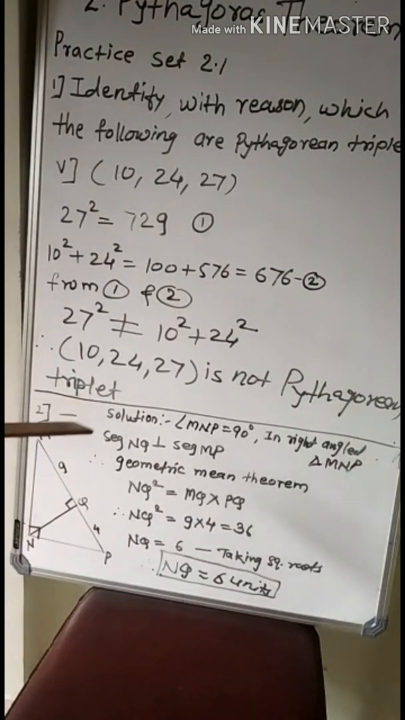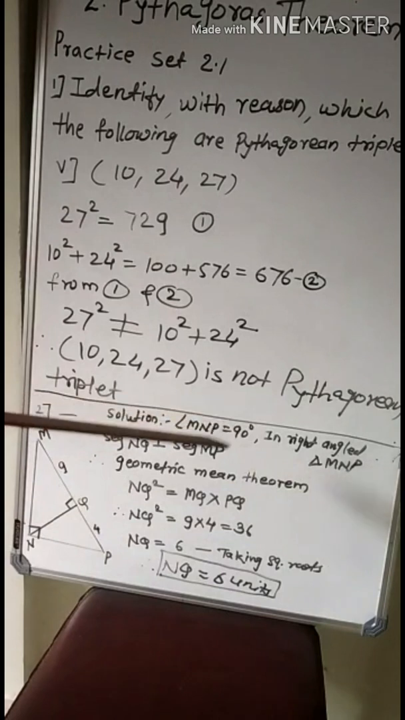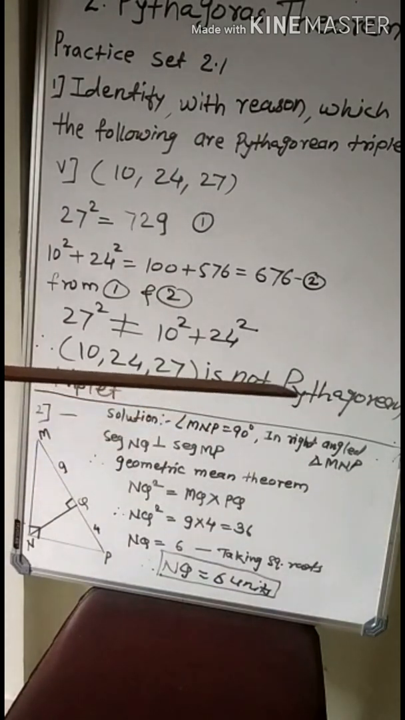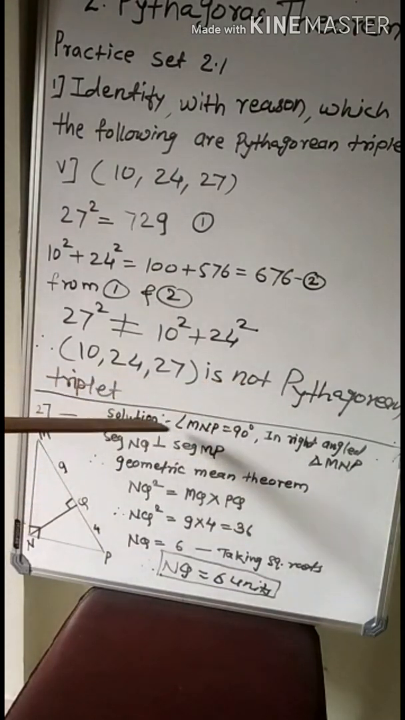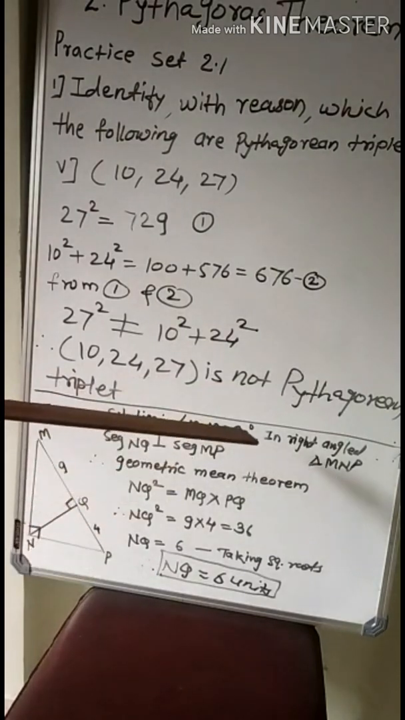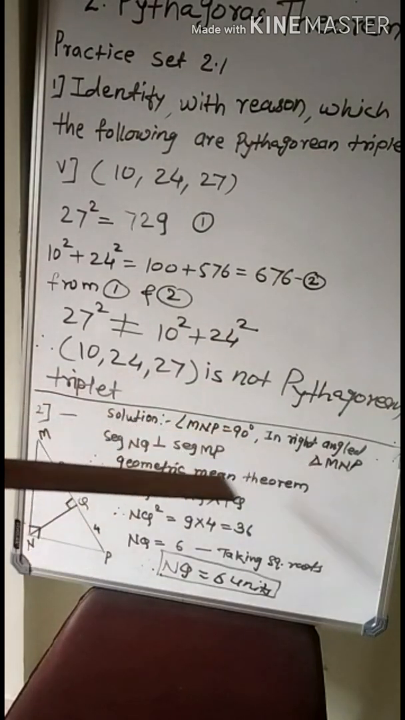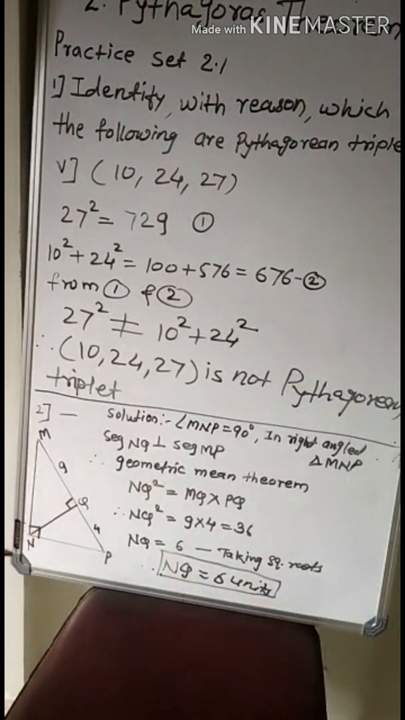So, solution. First observe the figure. This is a right angle triangle, as angle MNP equals 90 degree. Therefore, in right angle triangle MNP, again, what is given? Segment NQ perpendicular to segment MP is given.